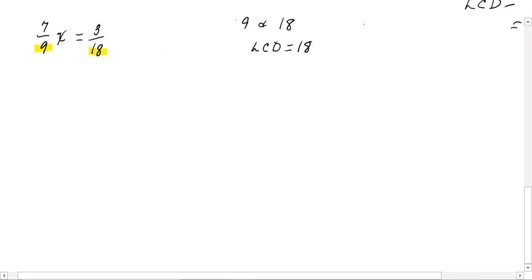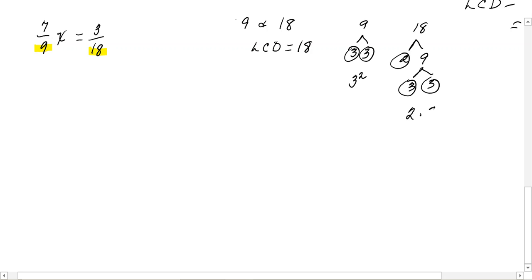I could do it the long way. 9 is 3 times 3, or 3 squared, those are primes. 18 is 2 times 9, that's a prime. 3 times 3, those are primes, so it's 2 times 3 squared. For the LCD, I need a 2, and I need a 3. I need the high power, which is 2, and that is 18. So it was a whole lot quicker to do it this way, but this is the formal way. Back to our problem.